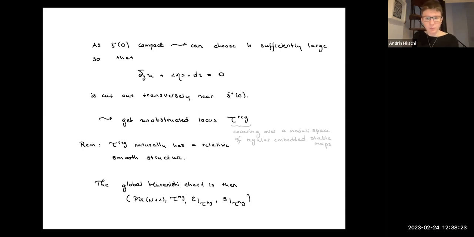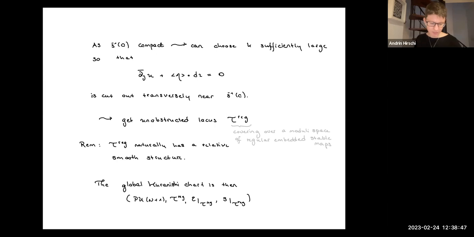So we can find such a K to get an unobstructed moduli space. And to see that this is actually a topological manifold, we use a shearing trick to show that this locus T-reg is actually a covering over a moduli space of regular embedded stable maps into a different symplectic manifold, which is essentially a vector bundle over X cross P^n.